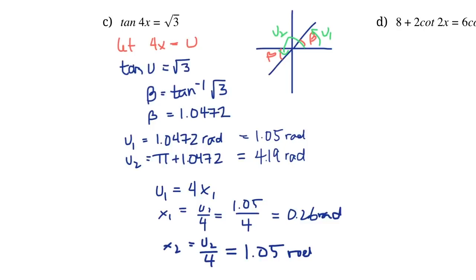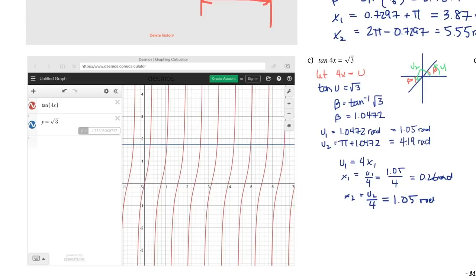Are we done? Well, just like the previous question, let's throw it into Desmos and see if these are the two answers to the problem. So here we go. I threw that into Desmos. Okay, so we found two solutions. The red line intersects with the blue line. We found 0.26, which looks like it's going to be this solution here. And then we found 1.05, which looks like it's going to be this solution there. Cool, so we found two solutions to this problem.